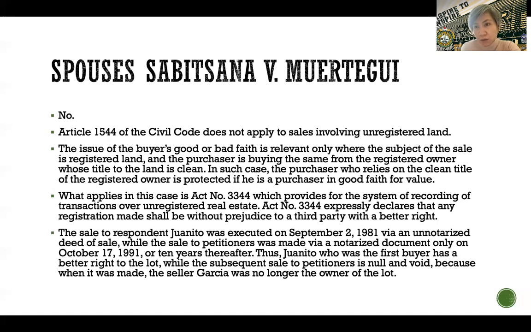Well, the sale to attorney Sabitsana was made via a notarized document only on October 17, 1991, or 10 years after the first sale. Thus, Juanito, who was the first buyer, has a better right to the lot, while the subsequent sale to petitioner is null and void because when it was made, the seller Garcia was no longer the owner of the lot. Right? So, dili day material ang good faith, bad faith when it comes to unregistered land.